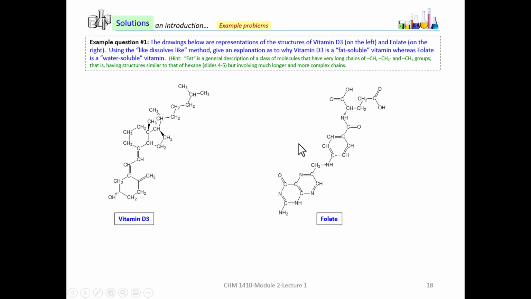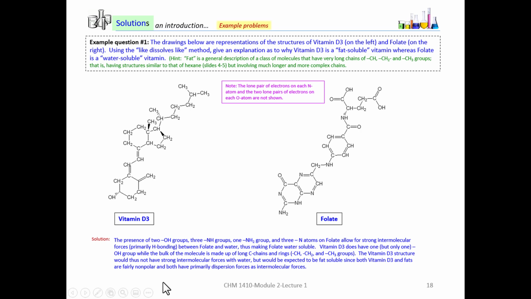And as a little hint here, fat is a general description of a class of molecules that have very long chains of carbon-hydrogen, carbon with 2 hydrogens, and carbon with 3 hydrogen groups. That is, having structures similar to that of hexane, but involving much longer and more complex chains. We also want to note something else about these drawings. I left off the lone pairs of electrons that you'd normally see on oxygen and on nitrogen.